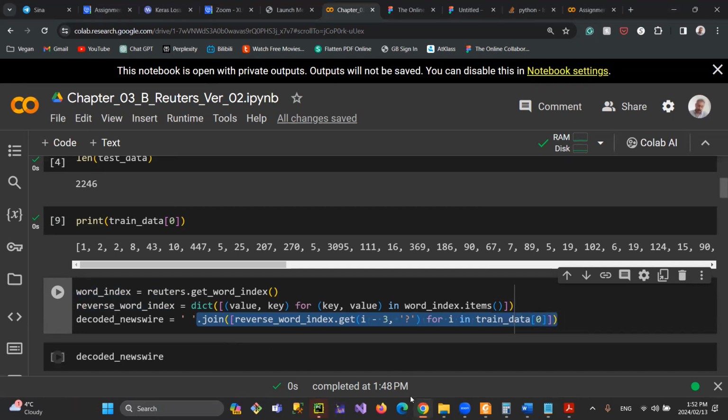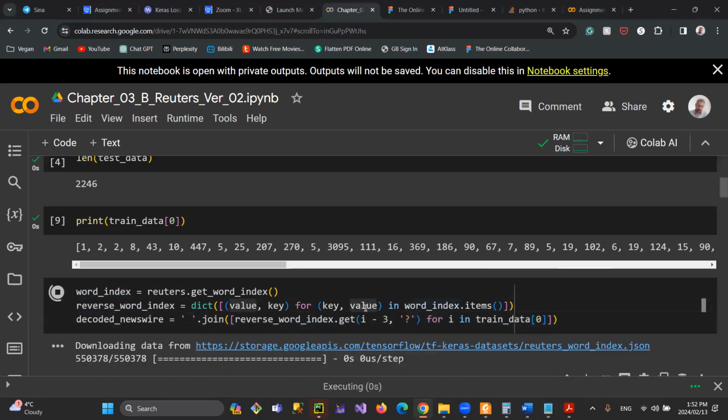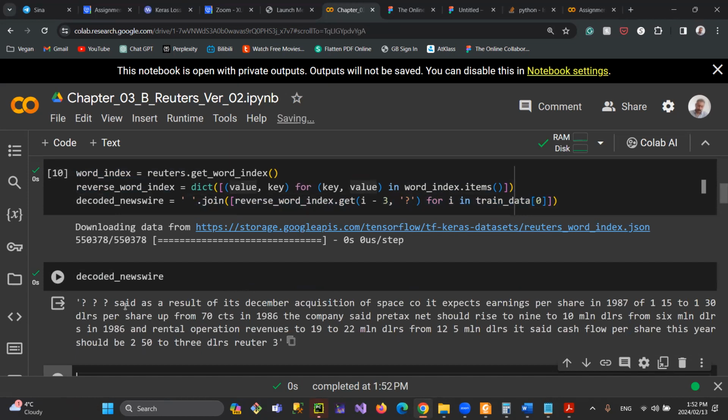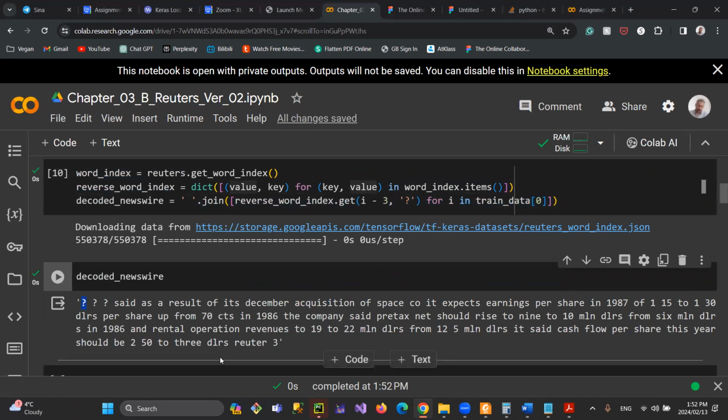So if you want to bring it back to the original indexes that you have in your dictionary, not in the review, you have to take those 3 seats back. Does that make sense? So this -3 talks about that. We take everything back, and now it exactly shows the text, said as a result of its December acquisition, and so on. But the question is, we always had just one question mark. Why do we have 3 question marks in this very example?